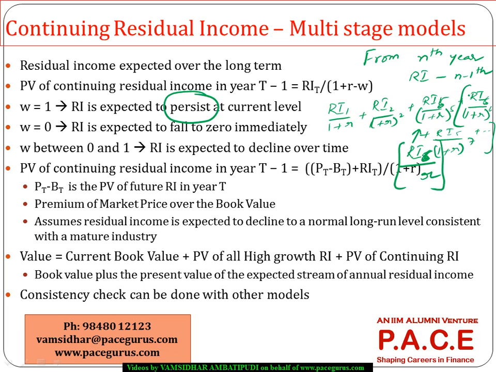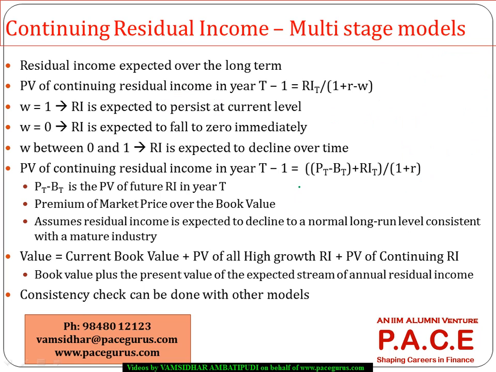The same way, the other assumption could be that from the 6th year onwards the RI will become 0. From the 6th year onwards the RI will become 0. So immediately when the RI is becoming 0 from the 6th year onwards there is nothing else. So this is coming out as 0 itself. Similarly, it may so happen that RI is not maintained at that particular level, or it's not even going to 0 immediately, it's somewhere in the middle.